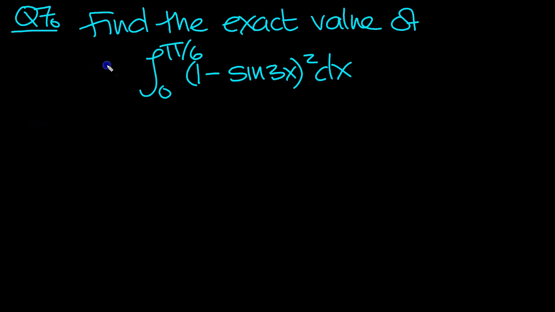Find the exact value of the integral of (1 minus sin 3x) all squared between 0 and pi over 6. So let's have a look at this then. I'm going to label it I.